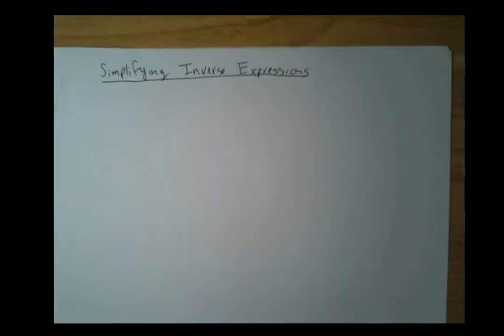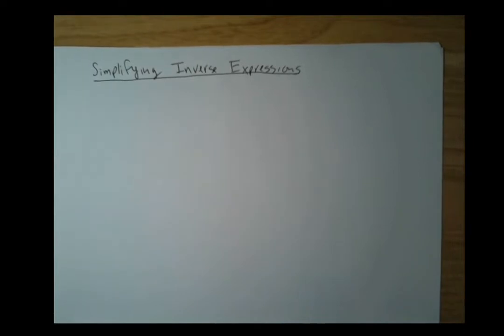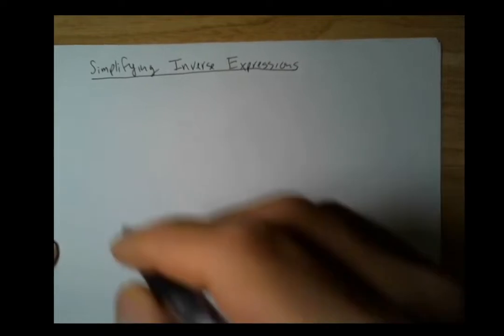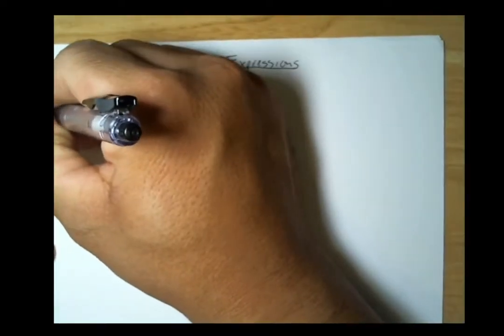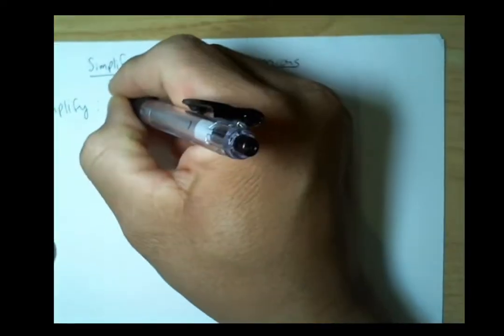Okay, so in this video we're going to go over simplifying inverse expressions. We've already done compositions of inverse expressions in a previous module, and now we're going to look at some expressions that involve using a trigonometric identity. For example, our goal is to simplify the following expression.